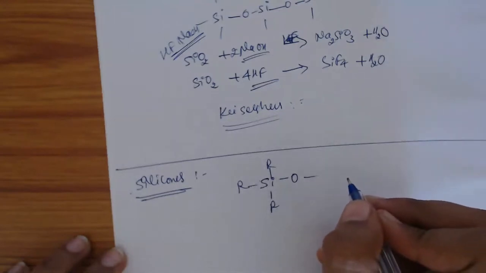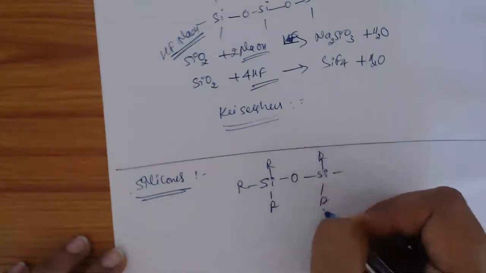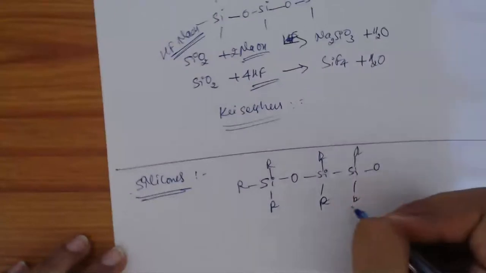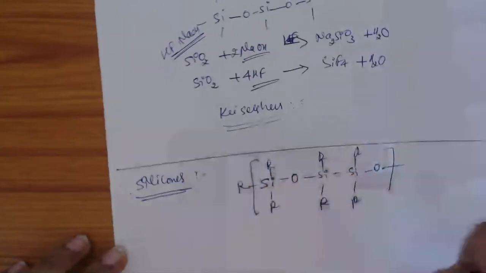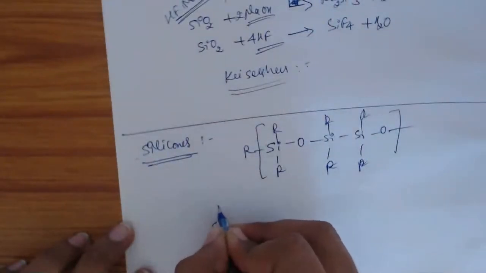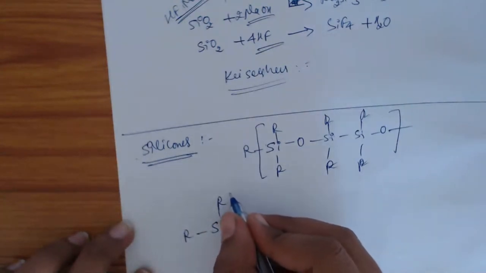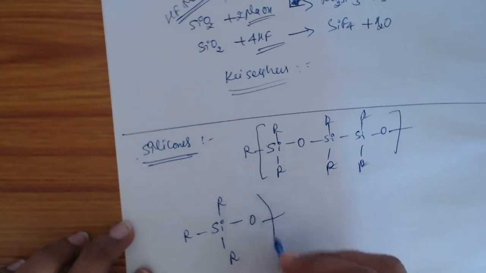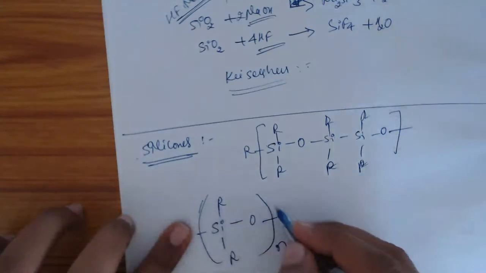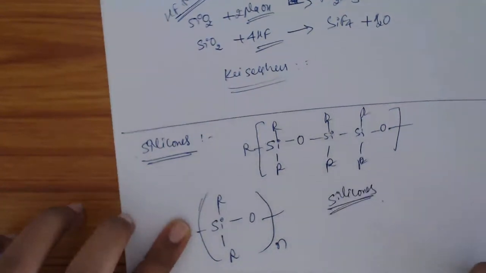Correct. Here again it is treated with what? R, again a bond is there. Continue: silicon, R, bond is there. So this is a continuous structure. This is called as what? Silicone. So listen, the partial structure is a polymer of alkyl silicon and oxygen compounds. How do you write it? This n times, this one R is left and this one m times. That is called as what? Silicones. This is the structure of silicones.